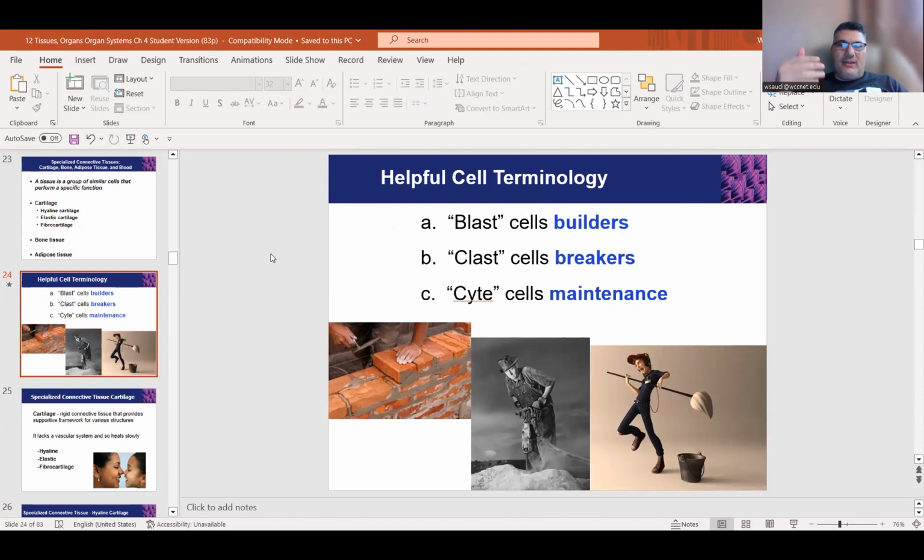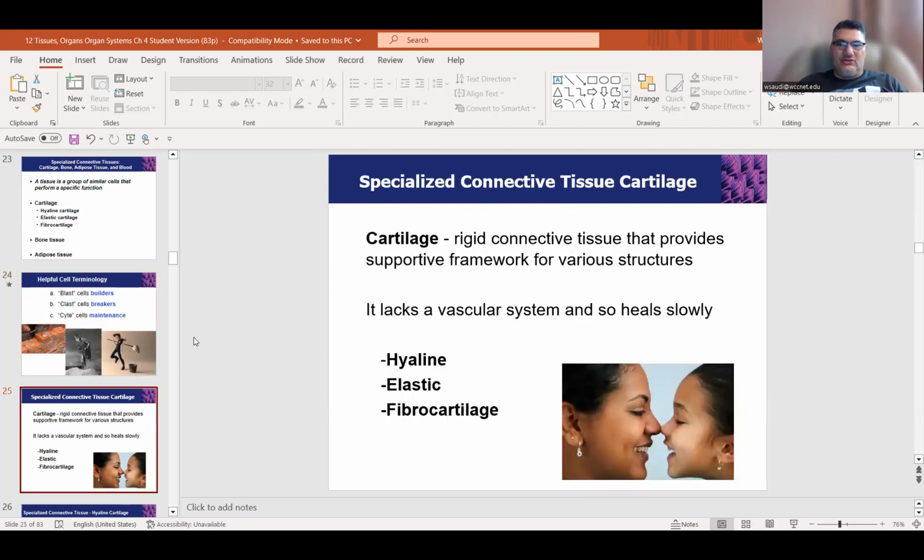Here is some more. Blast, generally speaking, means builders. Clast, breakers. Site, maintaining. Are we going to use it? You'll use it a lot. Fibroblast, chondroblast, osteoblast. Here are 3 examples. And all of them use blast, builders. Blast, builders. Clast, breakers. Site, maintenance. This is not going to be used once. It will be used a lot of times. I'm telling you. So you have to know it.